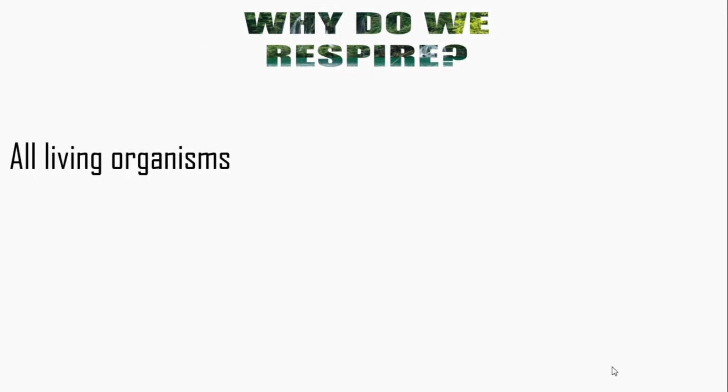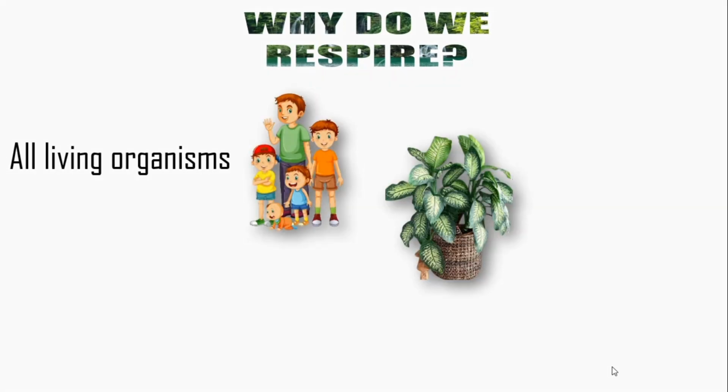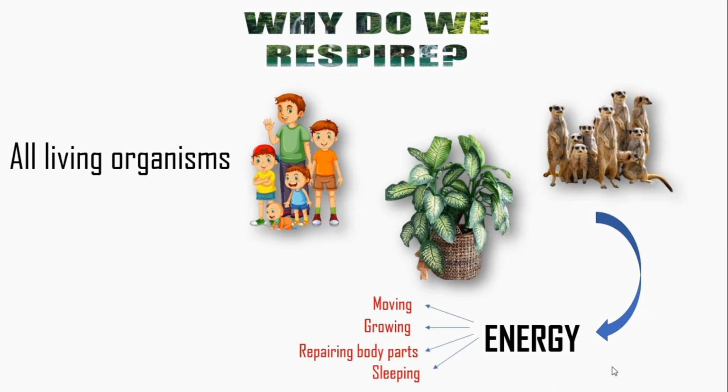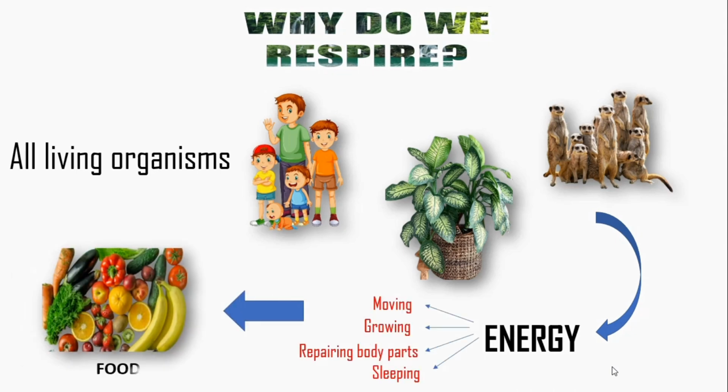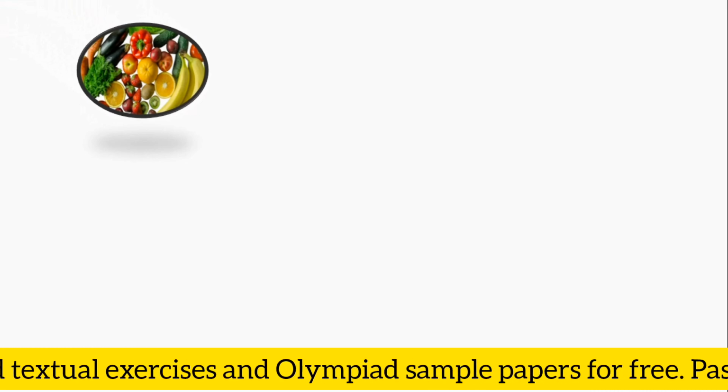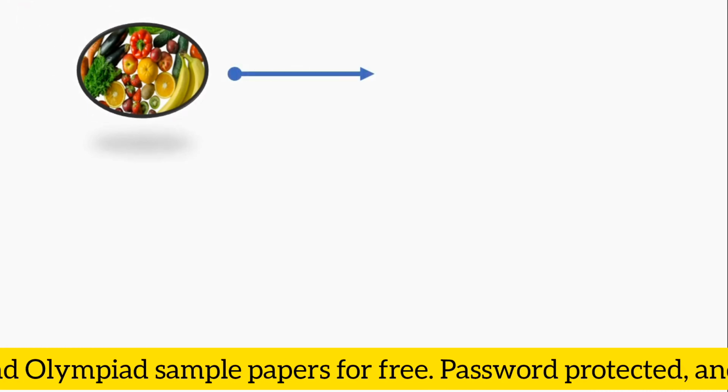All living organisms such as humans, animals and plants need energy to perform activities like moving, growing, repairing body parts and even sleeping. This energy comes from the food we eat. But food alone cannot give us energy directly. The food we eat is first broken down in the body into a simple sugar called glucose.